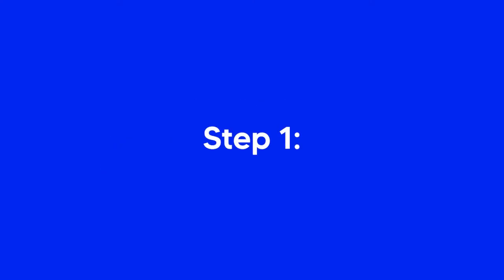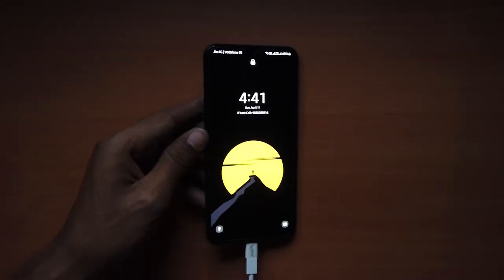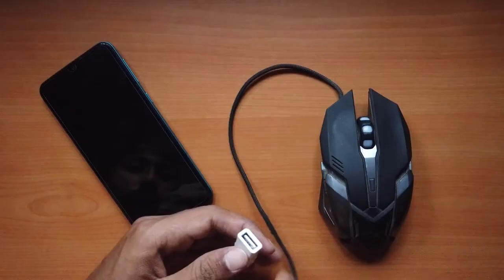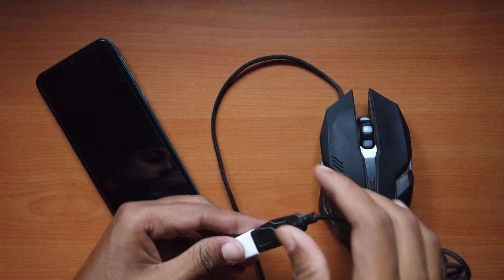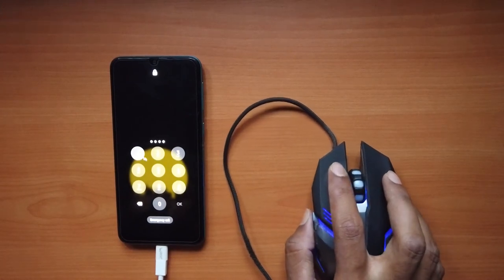Step 1. To begin the process, connect your OTG adapter to your Samsung device. Step 2. Plug the mouse to the OTG. Step 3. Use the mouse to enter the correct password to unlock your phone.